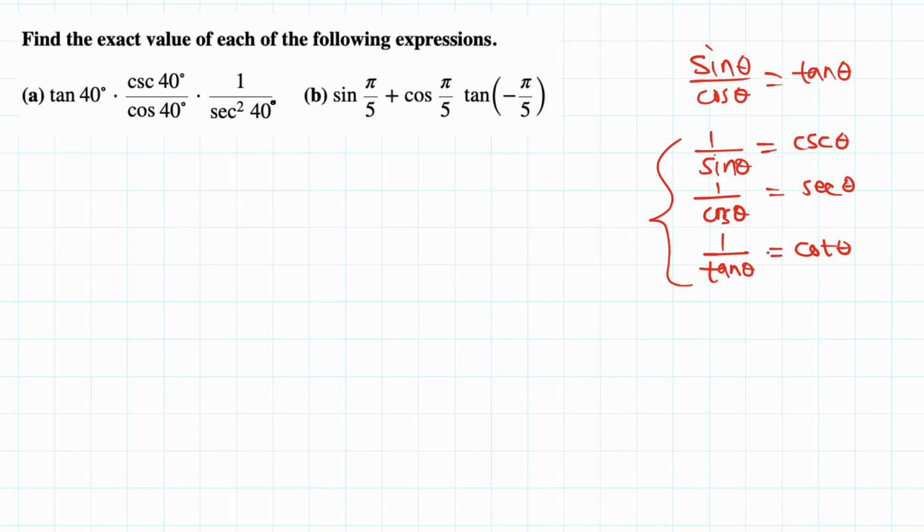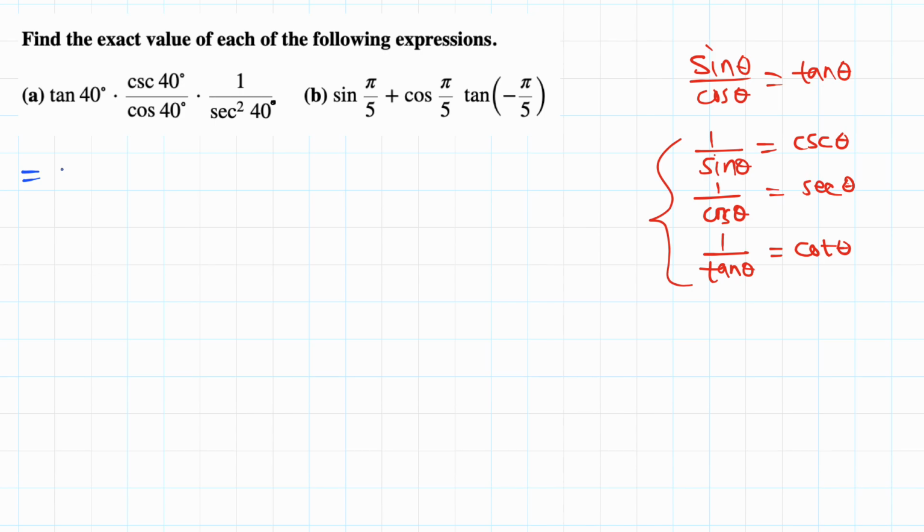So depending on our need, we can write 1 over cosecant is sine or 1 over sine is cosecant. Generally, when we simplify expressions, we want to write sine and cosine. So let's do it here in part A. We have tangent, and we need to find the exact value, so we want to go for sine and cosine.